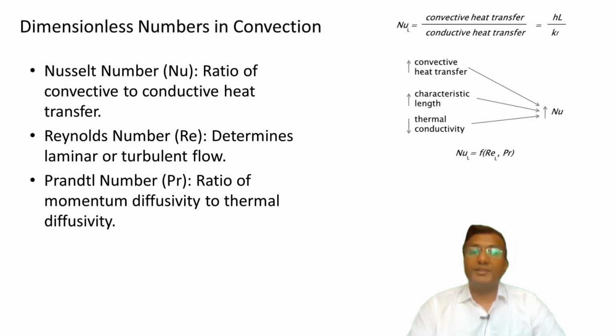These numbers simplify complex convection problems, enabling engineers to predict the heat rates in a system like pipes or flat plates. They are critical for designing efficient cooling systems or heat exchangers. Next, we will apply this concept to heat transfer over a flat plate.